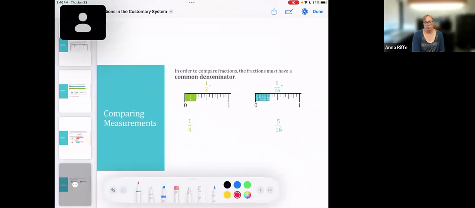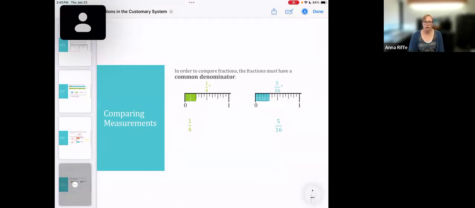So now, comparing fractions. That's a goal in part for what we're talking about today. In order to compare fractions, it is much easier if the fractions have a common denominator. A common denominator means the same denominator.